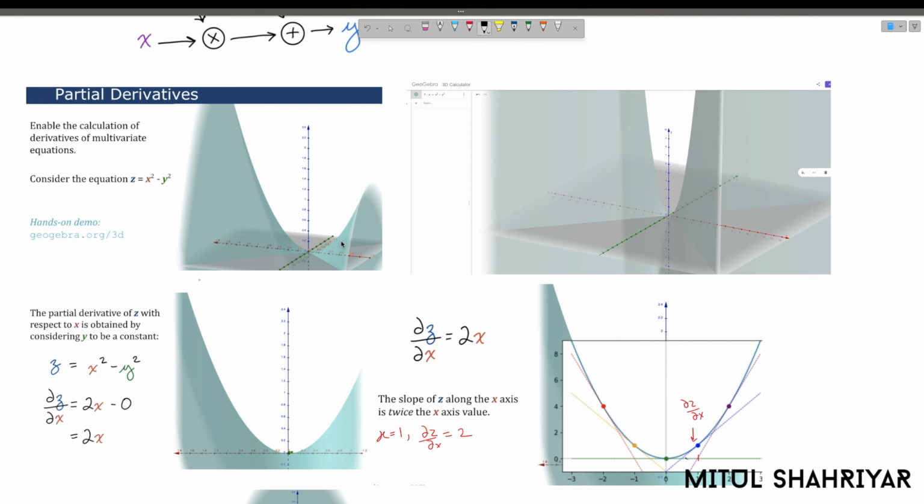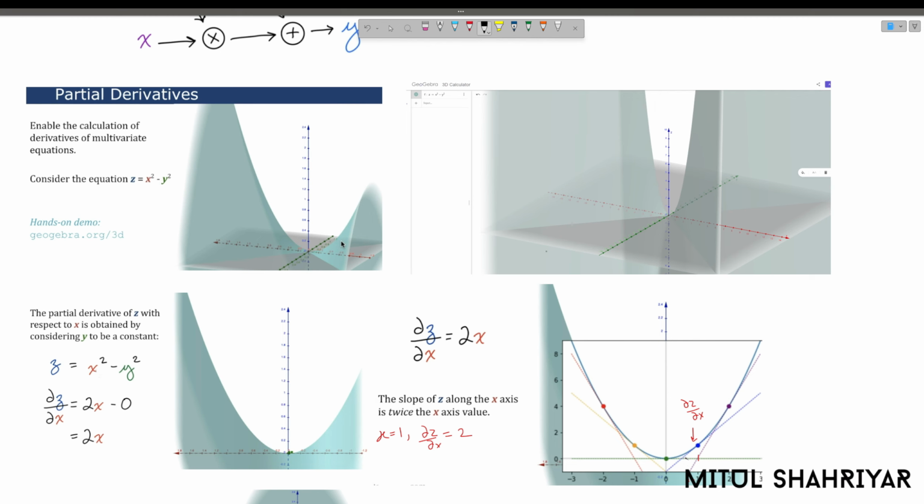For example, here you can see we have dz by dx, right? And from dz, what do we get? We do some sort of steps, right?